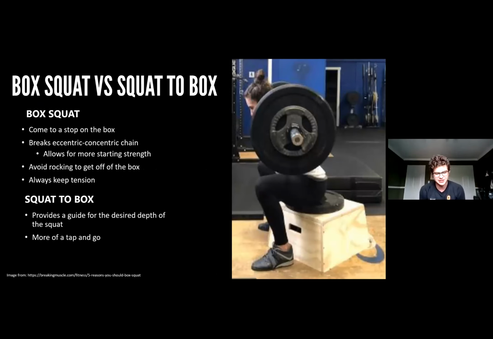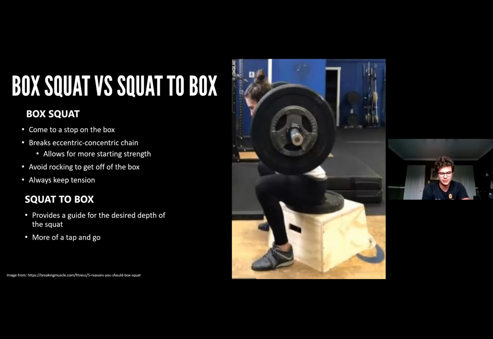So two variations that we've used, two more, are the box squat and the squat to a box. These are examples of constraint-based training where the box shows us the depth of the squat we want to reach and guides us through that desired range of motion. They are a little bit different, even though the name's pretty similar.